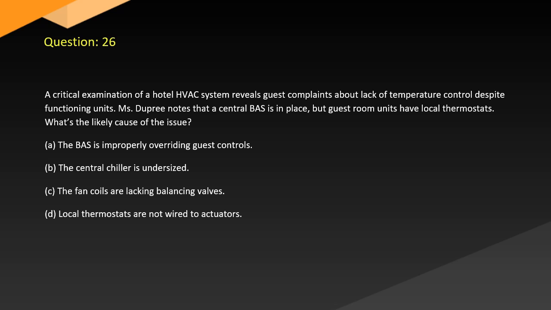Question 26. A critical examination of a hotel HVAC system reveals guest complaints about lack of temperature control despite functioning units. The engineer notes that a central BAS is in place, but guest room units have local thermostats. What's the likely cause of the issue? A. The BAS is improperly overriding guest controls. B. The central chiller is undersized. C. The fan coils are lacking balancing valves. D. Local thermostats are not wired to actuators.